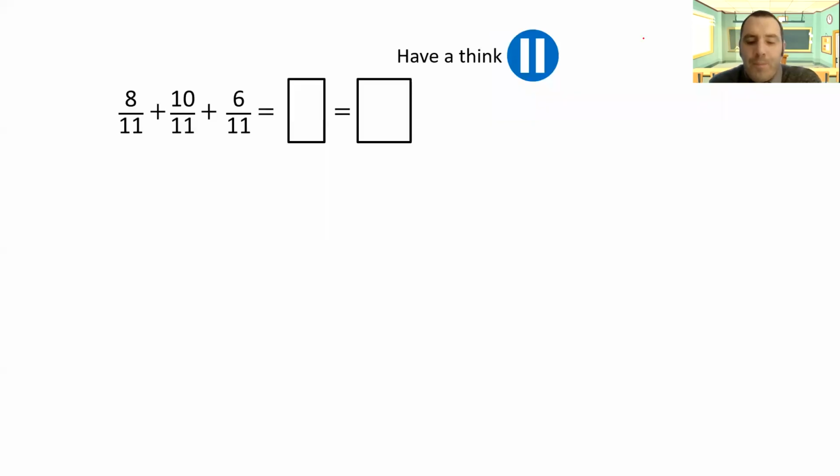How do we get on? So the first thing we need to do, we're going to look at the denominators. They're all the same, so we're going to add the numerators together. So I've got 8 plus 10 plus 6. I know we're adding all of these together. 8 plus 6 is 14. 1 and 1 for 2.